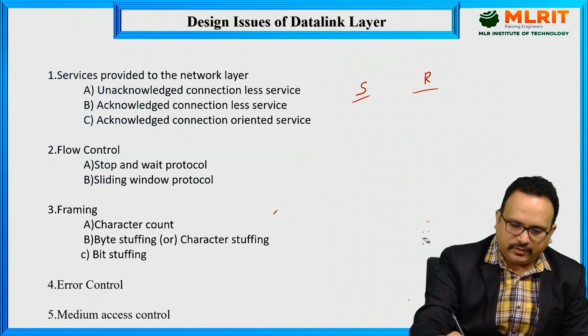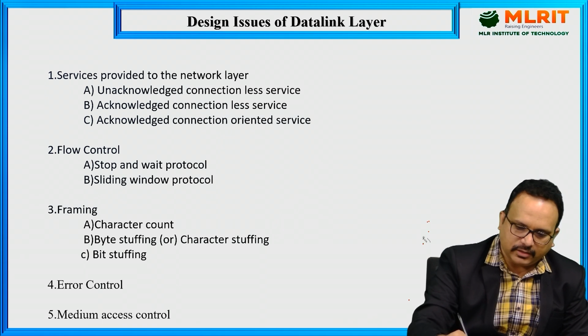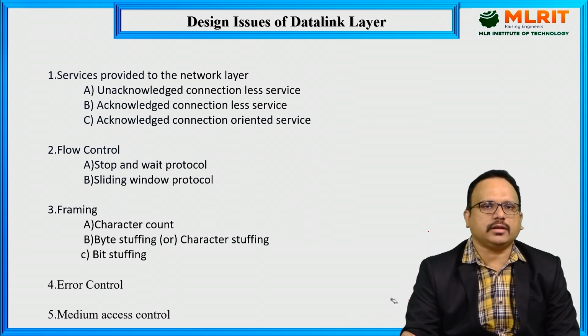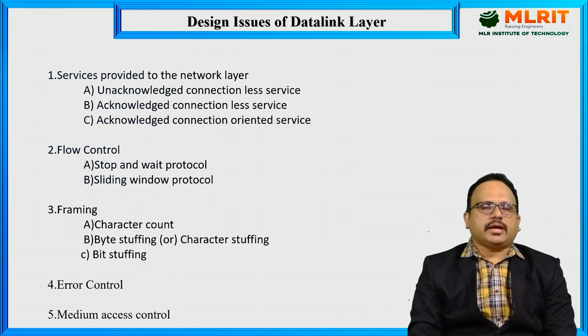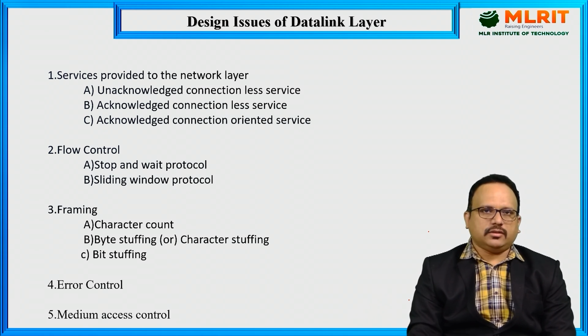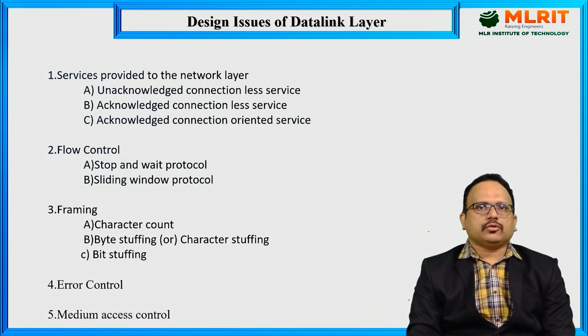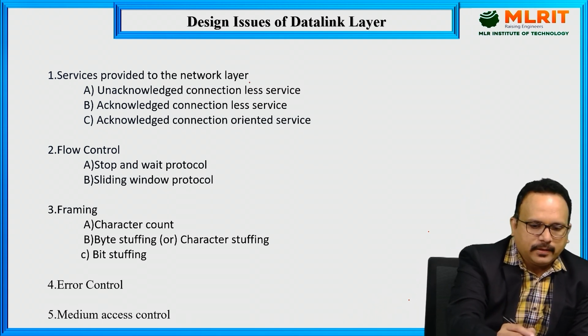Now, the first topic which we are going to discuss in this particular data link layer is design issues of data link layer. So what are these particular design issues? Why we need to address these design issues? Whenever the data that is coming from the higher layer, that is network layer, which is in the form of packets, must be converted into the frames in the data link layer. Whenever the data in the form of packets is going to convert into frames in the data link layer, there will be some design issues. The first design issue is services provided to the network layer.